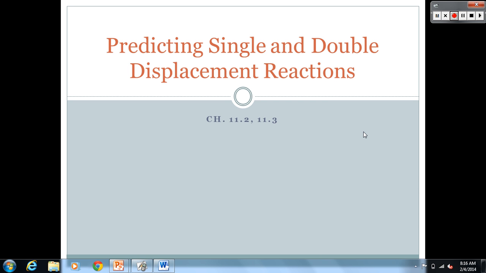So we're going to look specifically at single and double displacement reactions, and then we're also going to look at something called net ionic reactions. And this is going to be chapters 11.2 and 11.3 in your book.